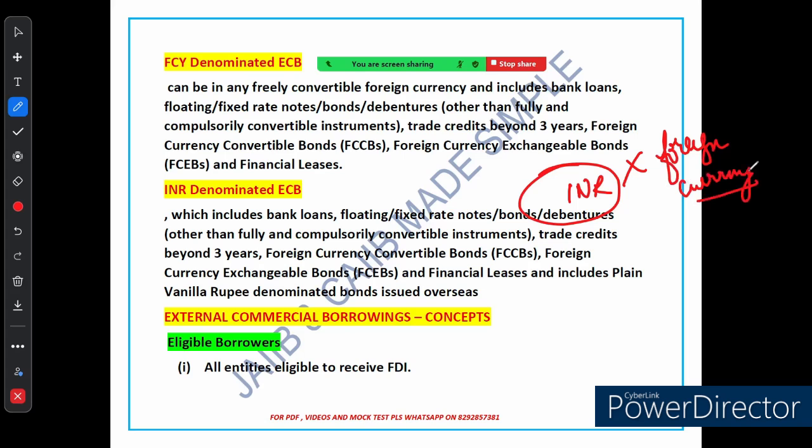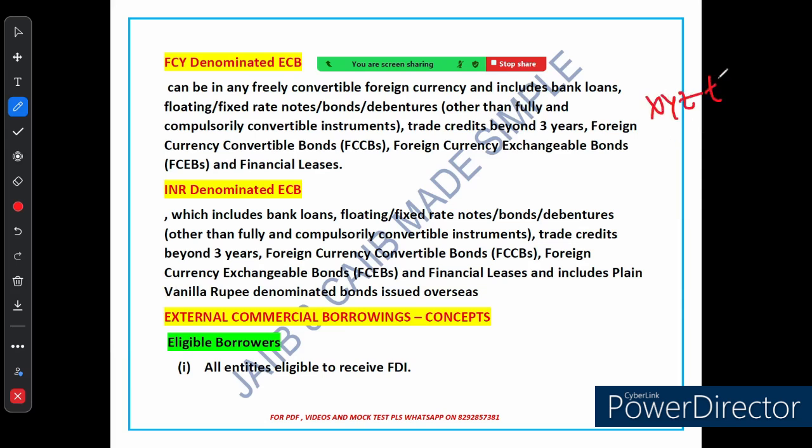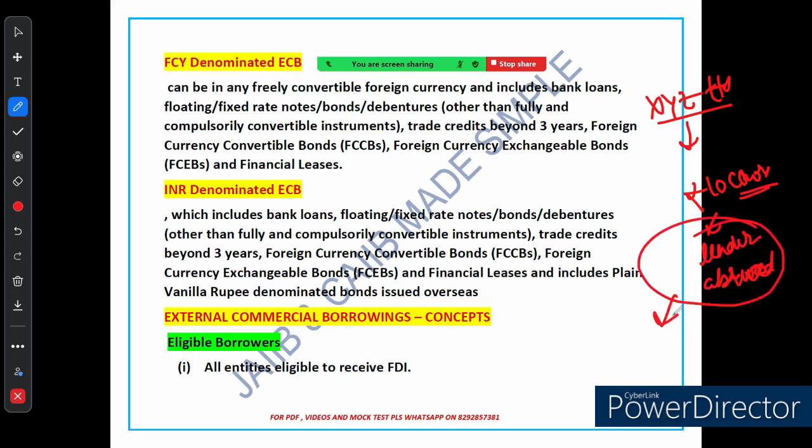So let me give you an example to make this concept clearer. If the same company, XYZ Limited, that we are talking about borrows rupees 10 crore from a lender abroad, try to understand, when I say lender abroad, only then are we talking about ECB. Is it clear? So it is borrowing from a lender abroad, but the denomination of the currency is INR, Indian rupees. So that would be INR denominated ECB.